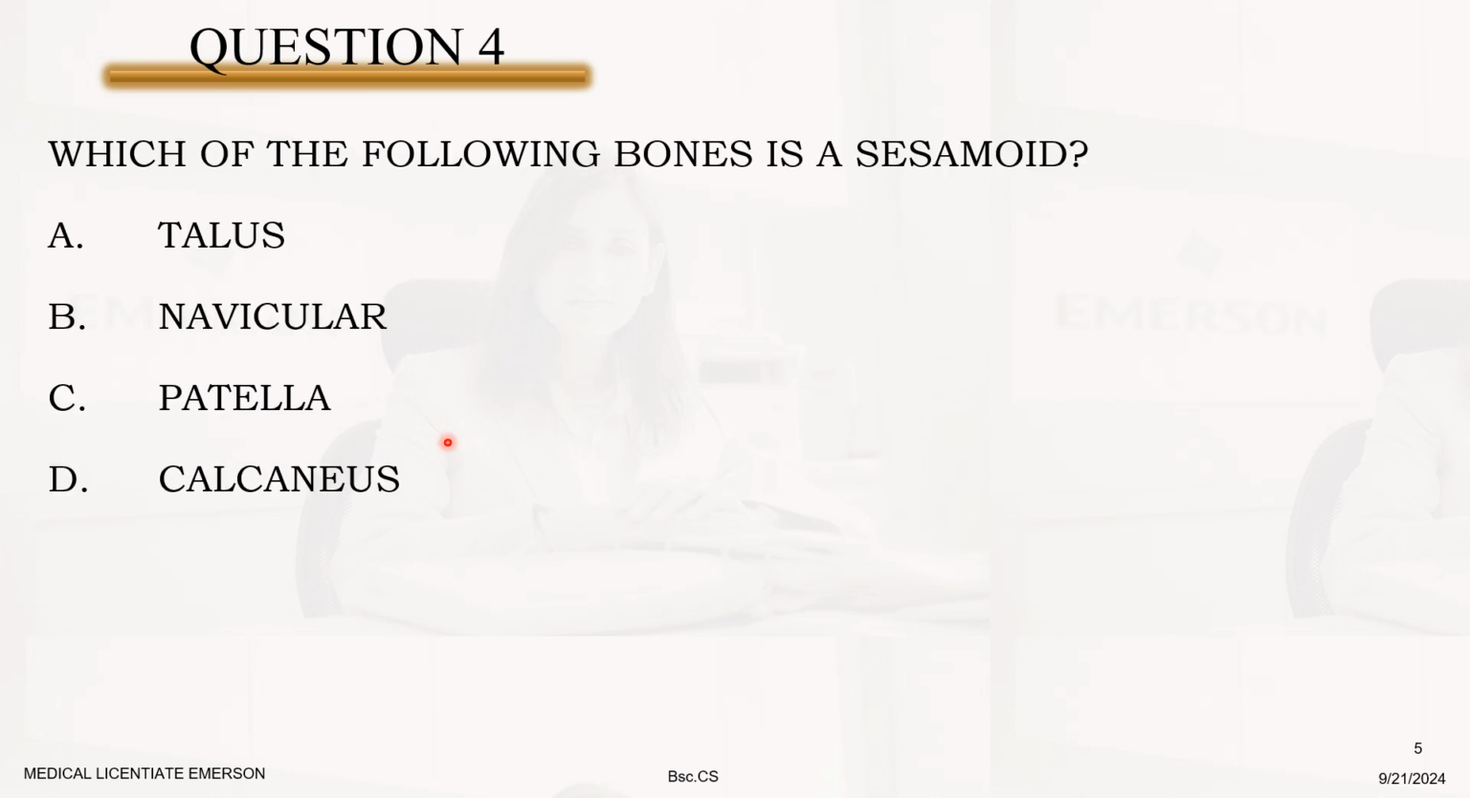Go to question 4. Which of the following bones is a sesamoid bone? The talus, navicular, patella, and the calcaneus. So this was asking about the sesamoid bone. Here the sesamoid bone is the patella. Since I've gone over 4 questions, you should at least get half of the 4 questions, meaning that you should at least get 2 questions correct.